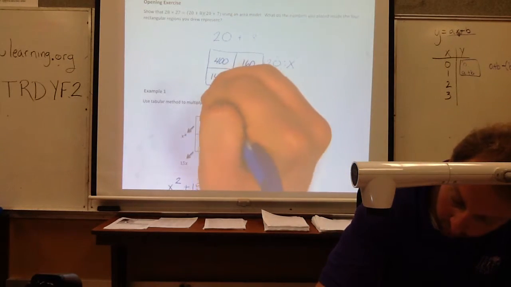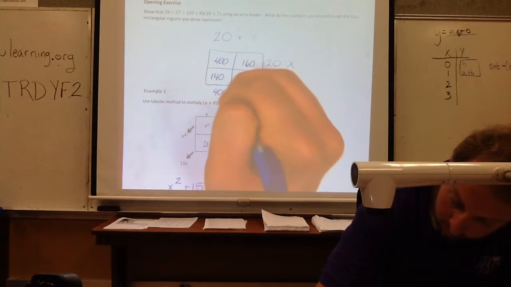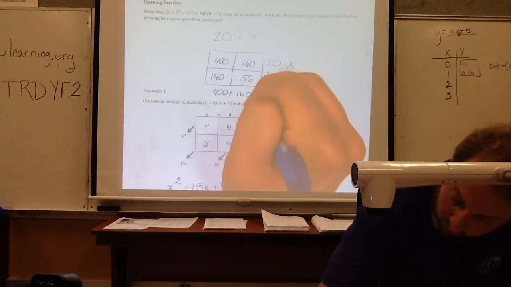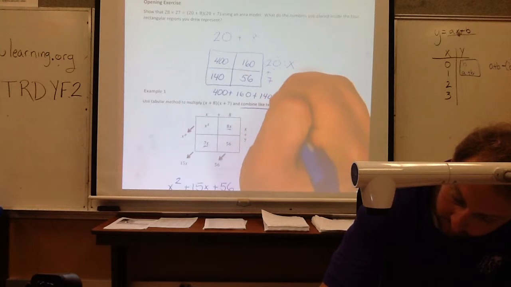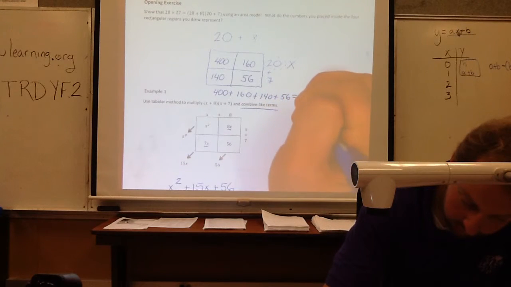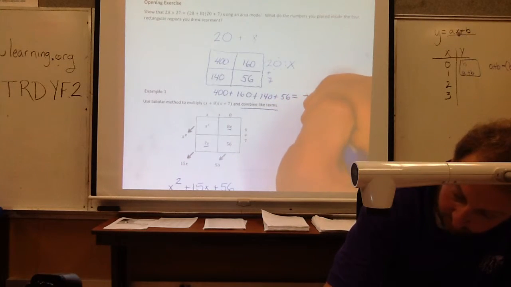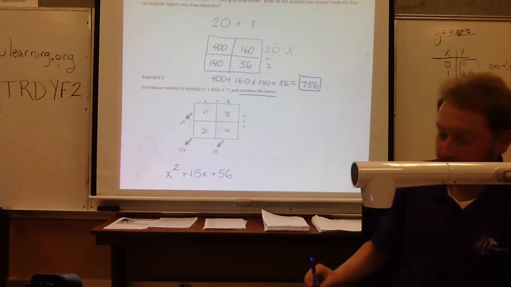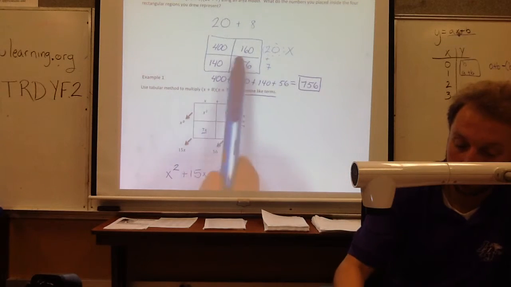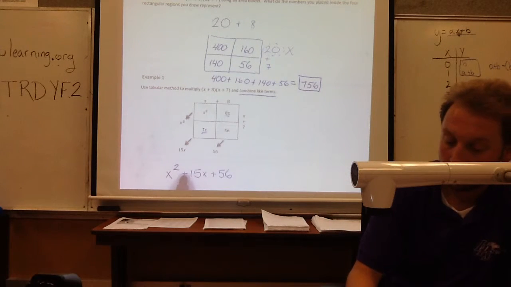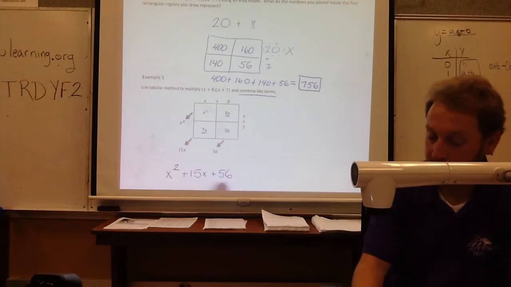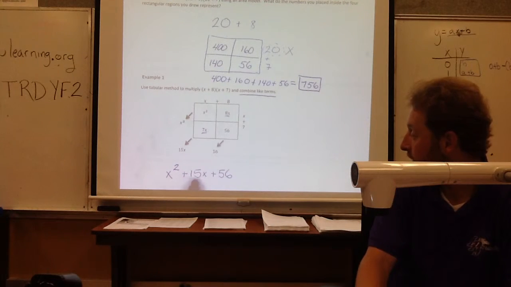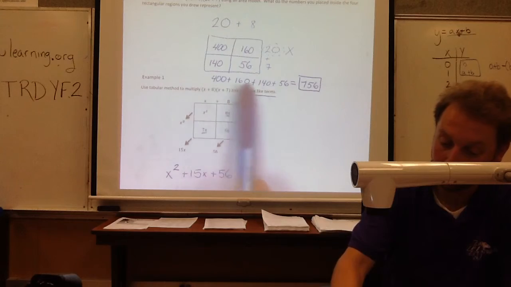And we get 400 plus 160 plus 140 plus 56. And that gets us 756. And so hopefully you can see the similarity between the two. We can't combine these terms because they're not alike, where these terms are all the same.